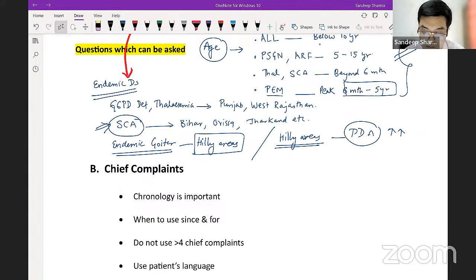Then we come to the chief complaints in the patient. So what are the things that we are going to discuss related to chief complaints? Now, when it comes to chief complaint, it is important that you ask about the chronology. Chronology in the patient is very, very important, that you start with the earliest thing which started and then you go systematically. I'll give the example.